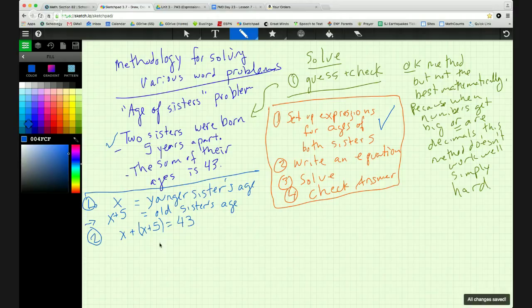Now that we have an equation, we can solve it. We can solve this equation by simplifying both sides. We know that we have two values of x over here, or two instances of x. And because this is a plus sign, we can just remove our parentheses. x plus x plus 5 equals 43. And now we can combine our like terms because we have two instances of x. So an x plus another x is equal to 2x. So that's 2x plus 5 equals 43.